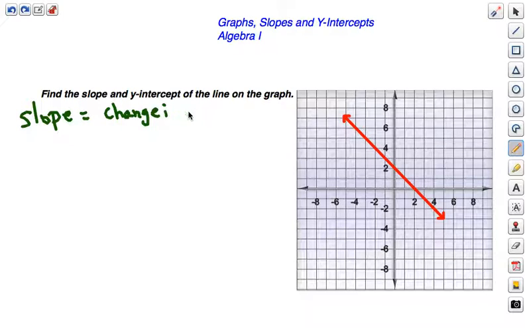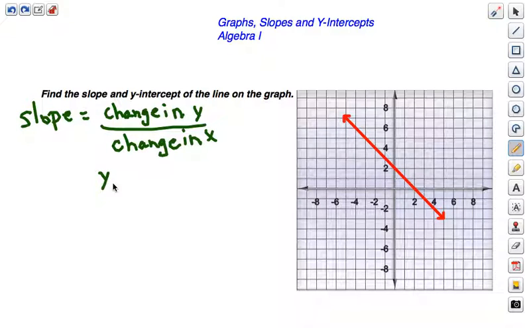Change in y over the change in x. So we can pick 2 points and look at the change in our y's and the change in our x's. Okay, we can also write it as y sub 2 minus y sub 1, over x sub 2 minus x sub 1.